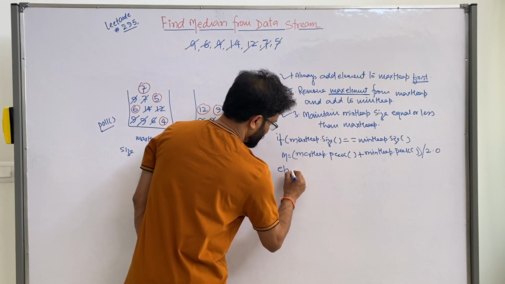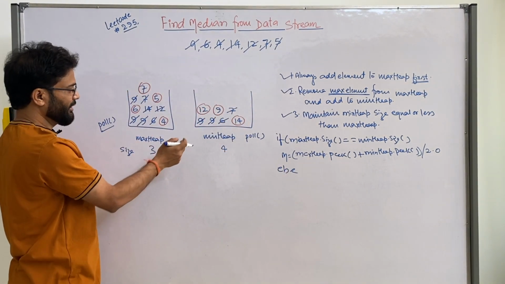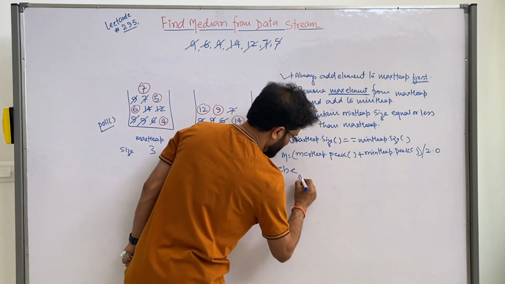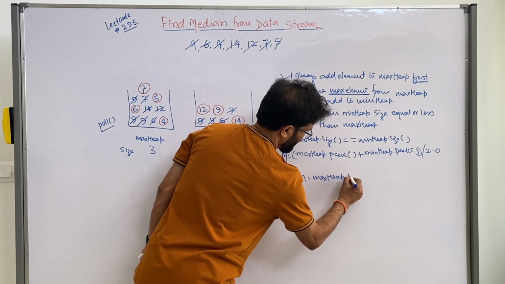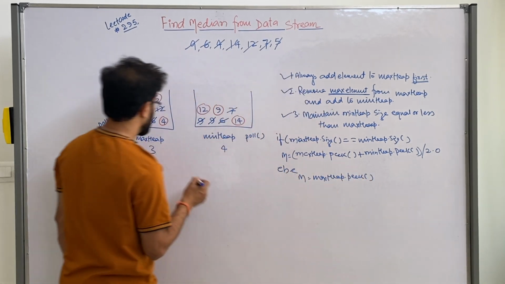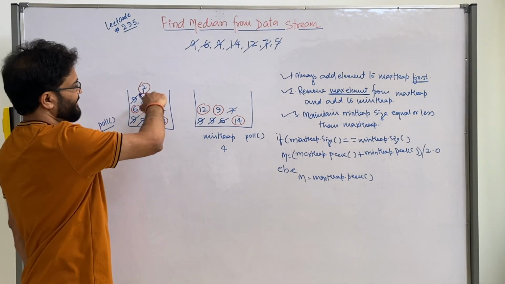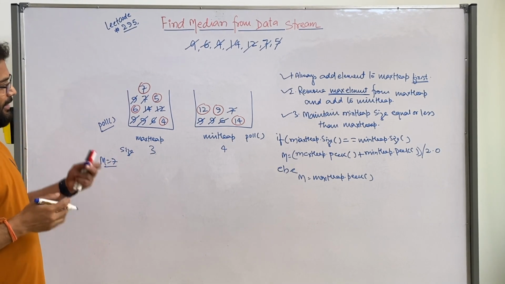Yes, in this case, here is the 4, here is the 3, not equal. So in this case you have to pick from the max heap. So M is equal to max heap peek. Since that is not equal, take the max, and 7 is the answer. If you see, the 7 is the answer, right? In this case the median is 7. This is the whole one.